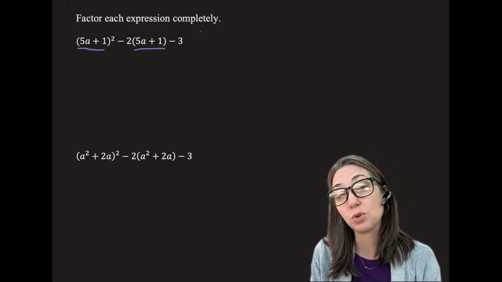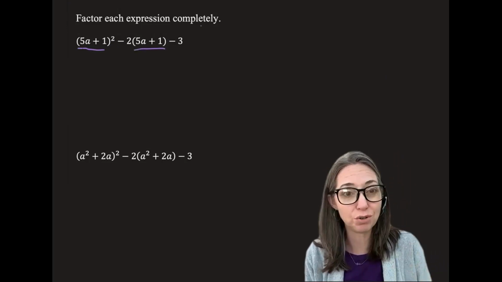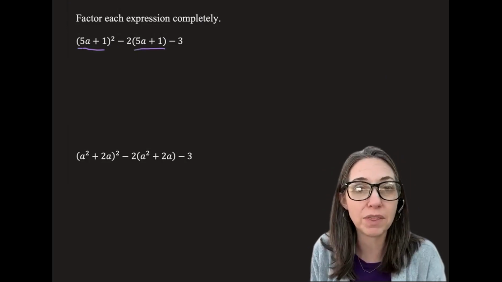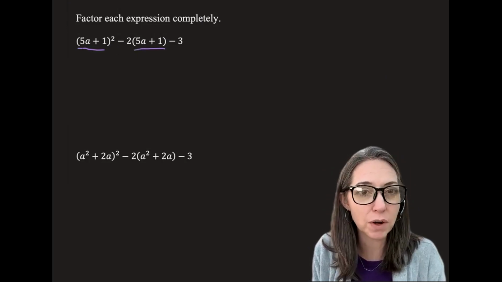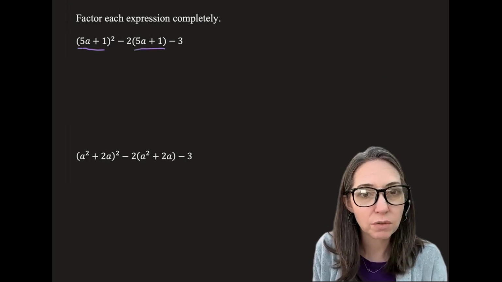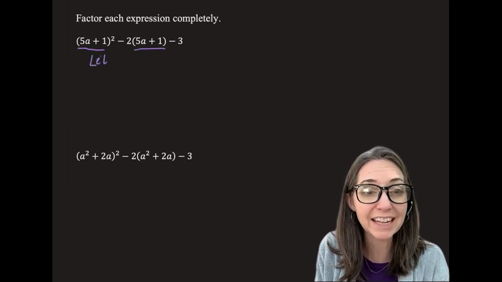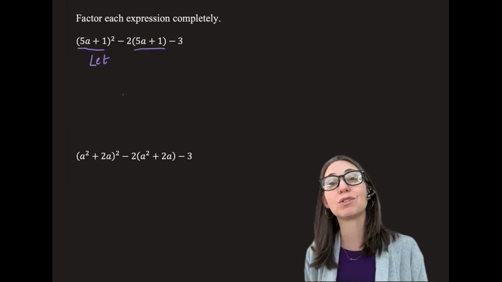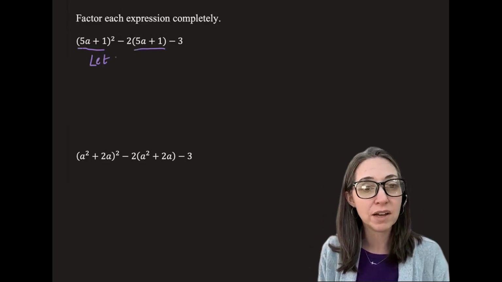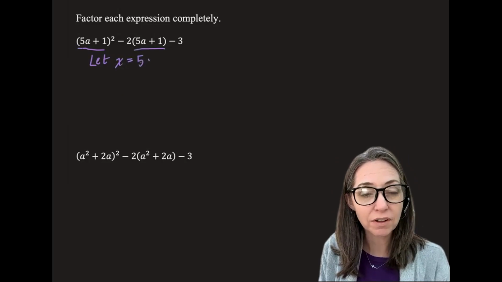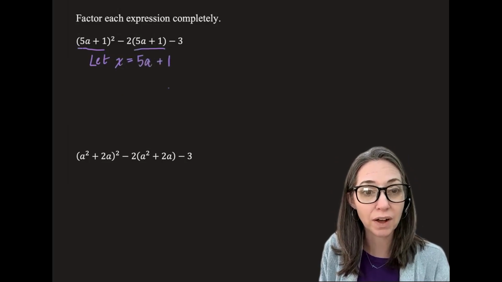Now you can kind of do it two ways. You can introduce a substitution, or you can just leave it as 5a + 1 and factor it with that. All right, so I'm going to do a substitution. So let's introduce a new variable. You can pick any letter that is not being used. So since a is currently being used, I'm going to choose x. That's easy. Let's let x equal 5a + 1.